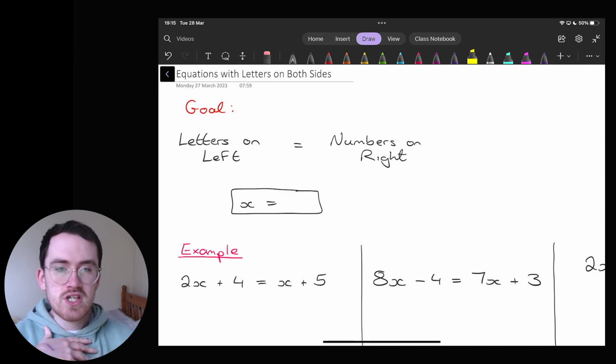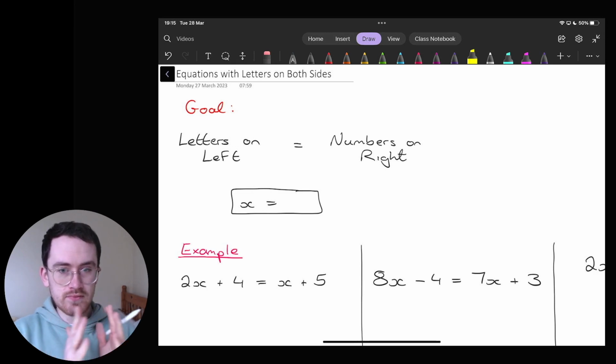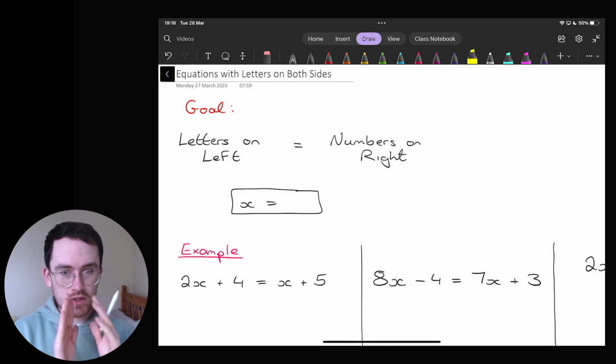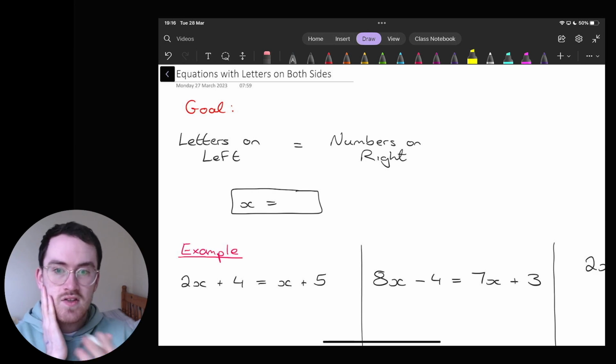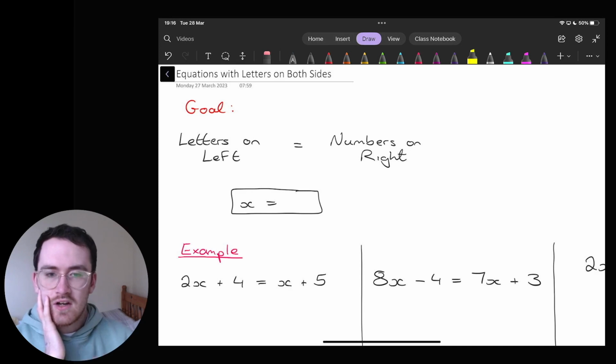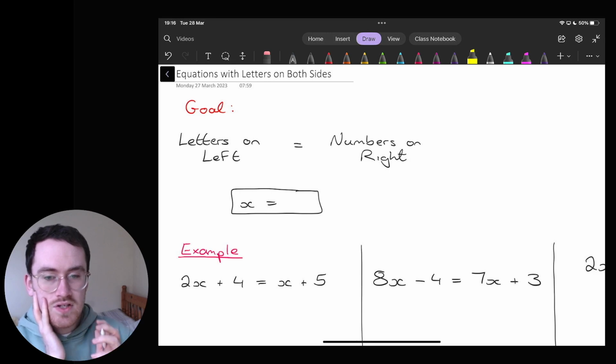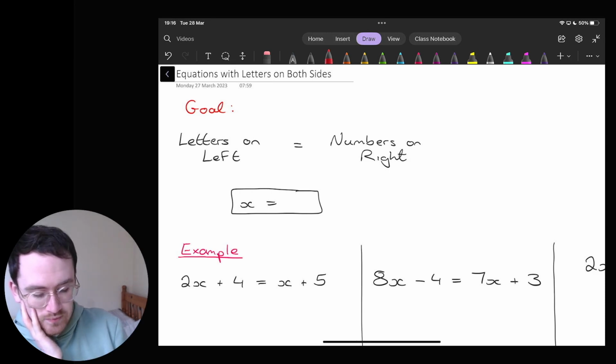So in order to achieve that, what we're going to aim for is to have letters on the left, numbers on the right. We're going to keep that as our goal, because from the previous section, our goal was to have x on the left on its own. We're going to always try and get all the x's to one side, all the numbers to the other side. What we need to add on to our list of steps is that the first thing we're going to move is going to be the x's.